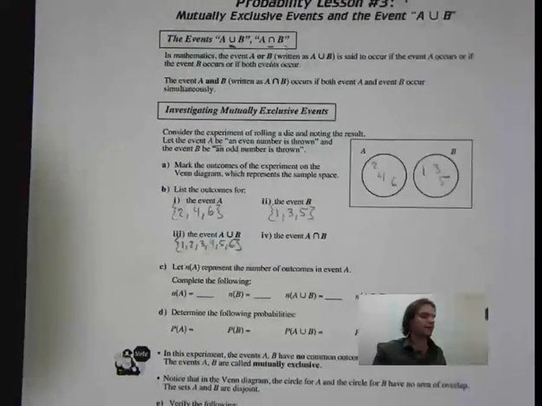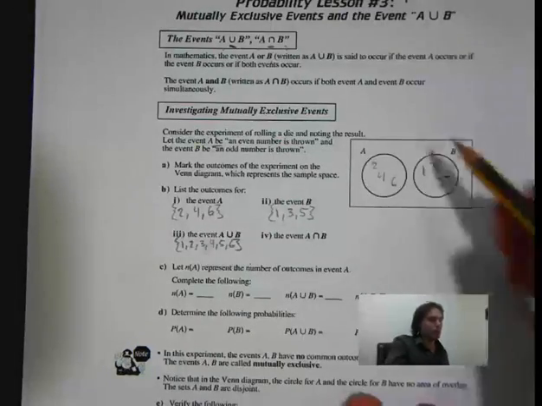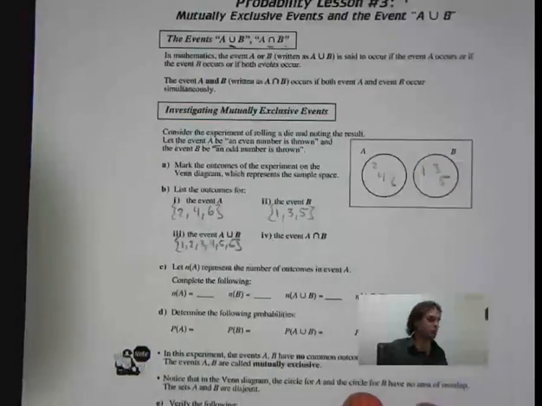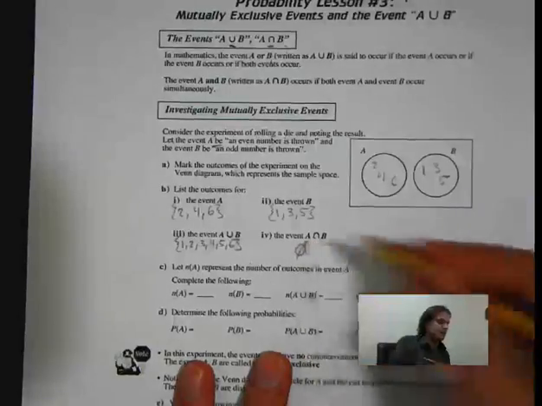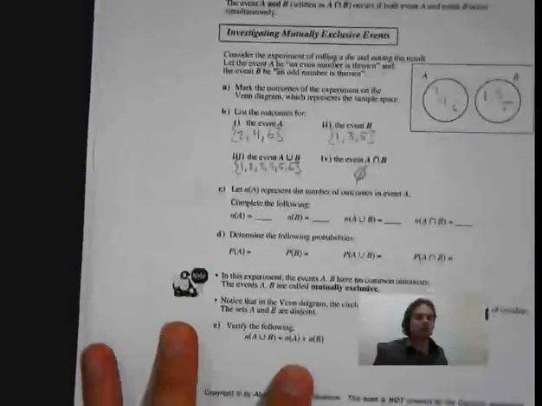So now we're going to look at the intersection, A and B. So, like I said before, if it's odd, it can't be even. If it's even, it can't be odd. And we look, there's no overlap in the circles. Therefore, it's an empty set. Now, let's look at number C.